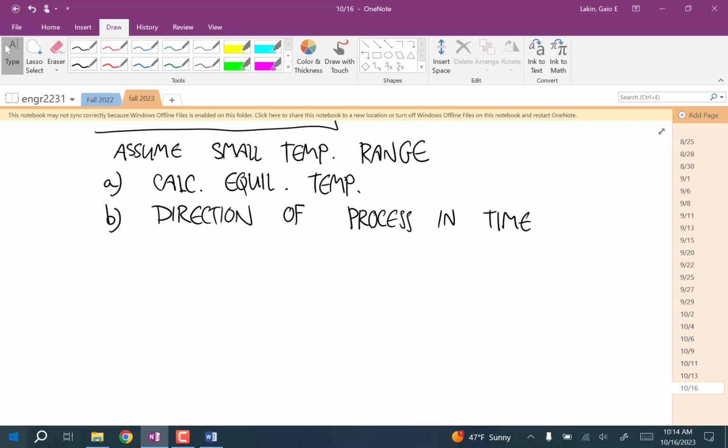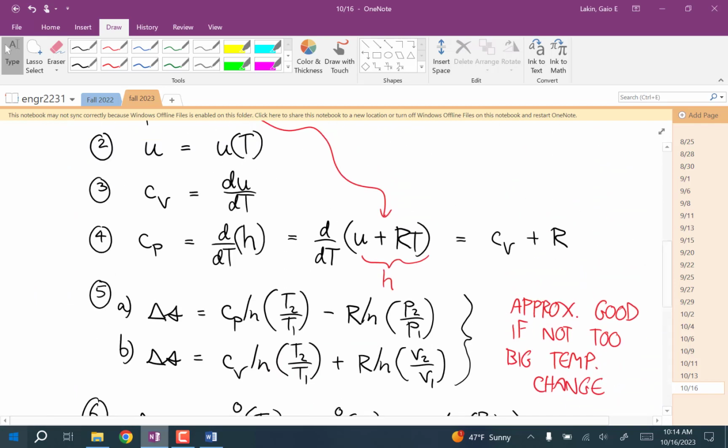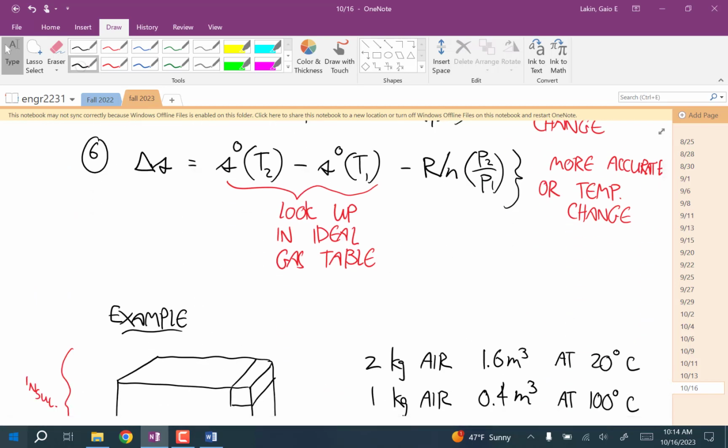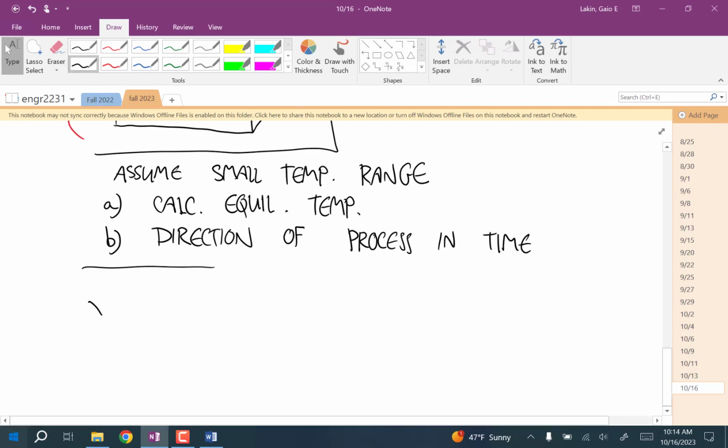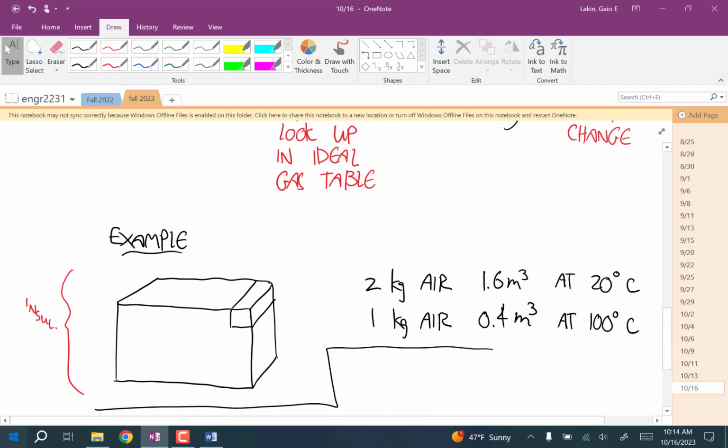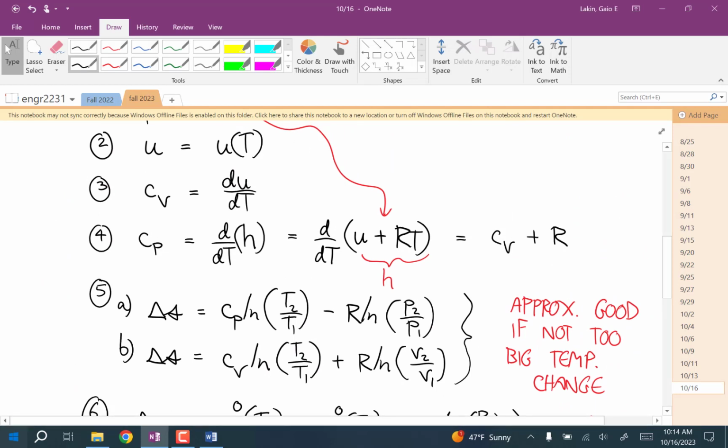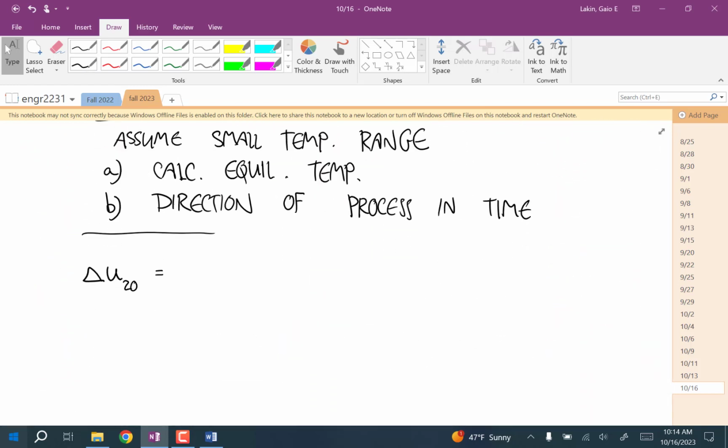Okay, well, if we're assuming that this is a small temperature change, we can represent the change in the air specific energy for the, well, let's call it the 20 kilogram is equal to, so based on this third thing that we know here, if we look up this CV value and assume that it's constant, we can write this as the change in U is equal to CV times the change in temperature.